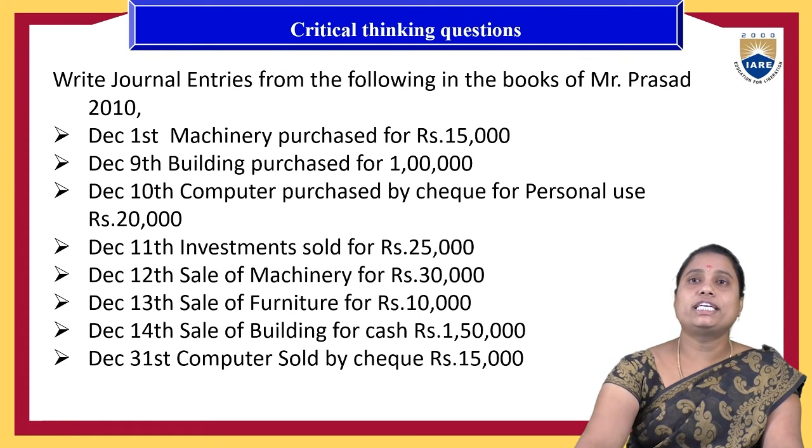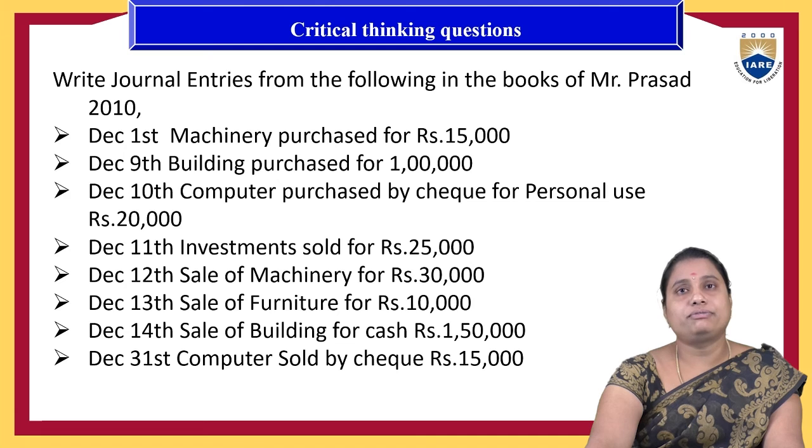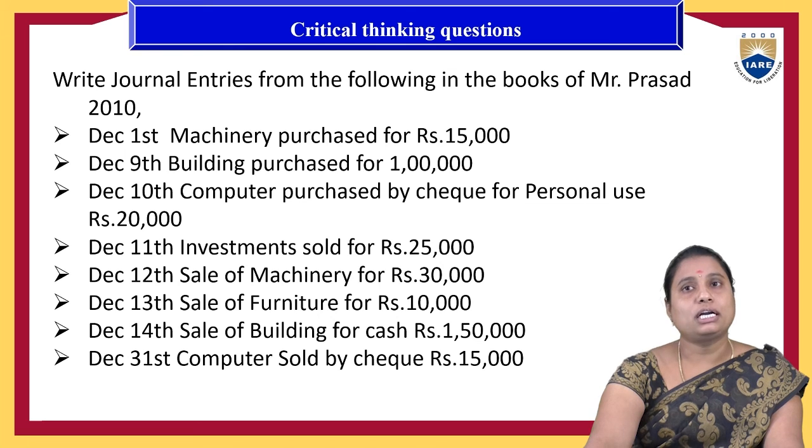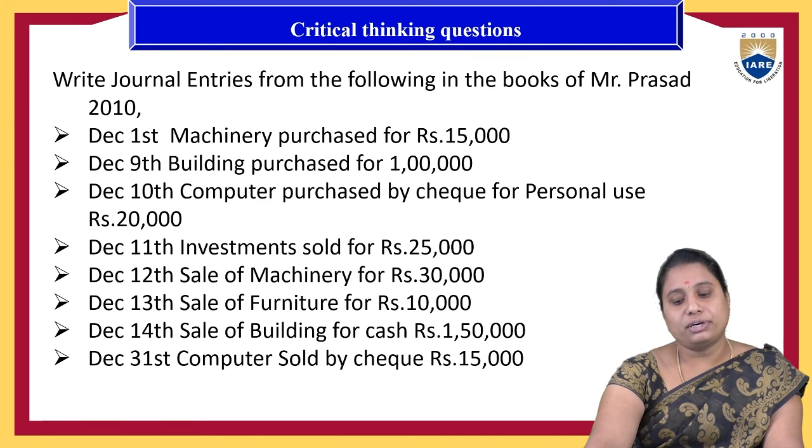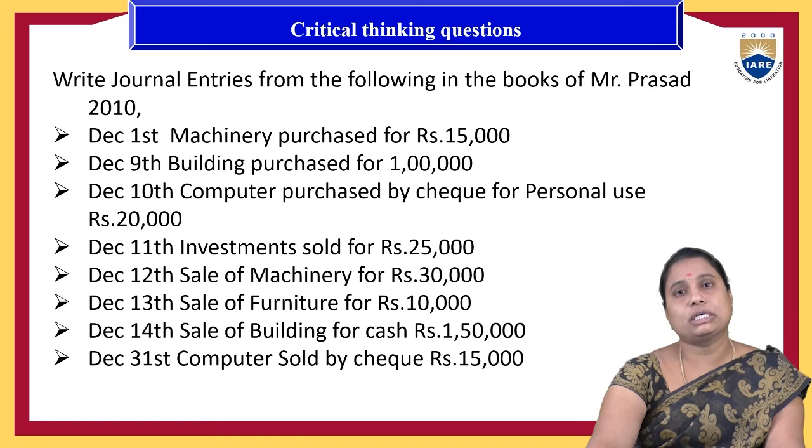And write the journal entries in the books of Mr. Prasad for the year 2010. December 1st, machinery purchased, that is machinery account and cash account. Building purchased, building account and cash account. Computer purchased by check for personal use, which means computer account and drawings account. Investment sold, so sales account and cash account.